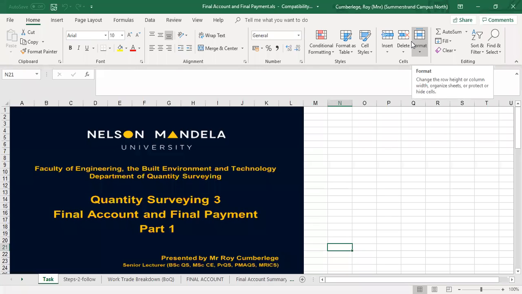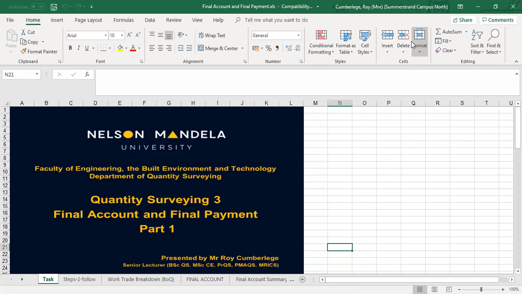Good day, everyone. In this lecture, we will start looking at the final account, including a final payment certificate based on the agreed final account. As we all know by now, you commence on day one with your final account, building up a draft final account. You issue monthly interim payment certificates based on your draft final account.